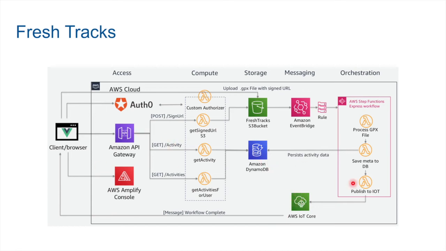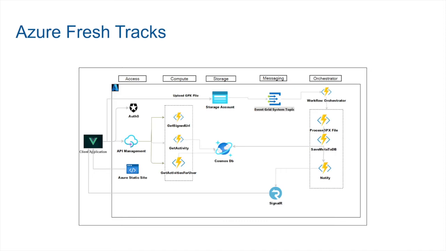Now, let us very quickly look at how this application would look on the Azure platform. Once again, the Vue application remains the same. No change to that, of course. And here, instead of the API Gateway, we have API Management. We're using Auth0 here. We could have used something like Azure AD B2C, but in order to keep the sample consistent with the original AWS sample, we ended up using Auth0.